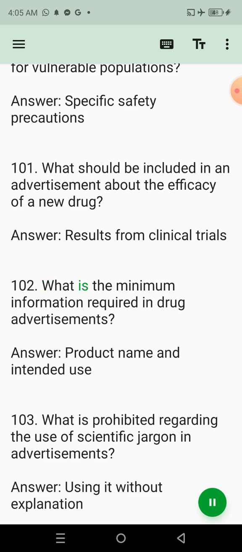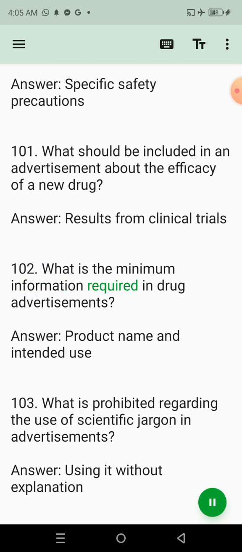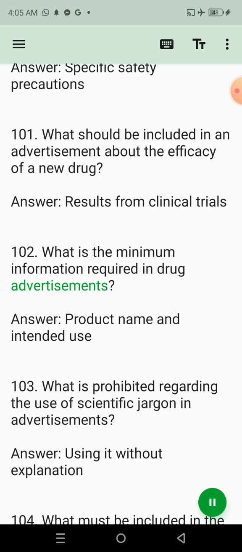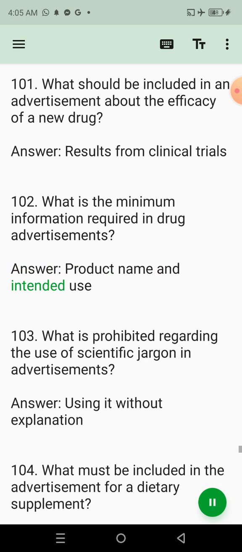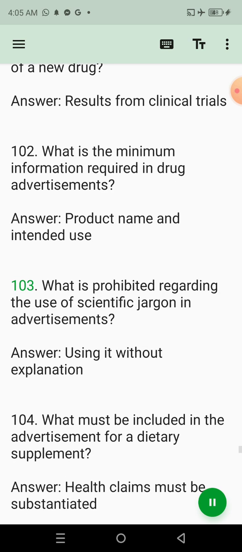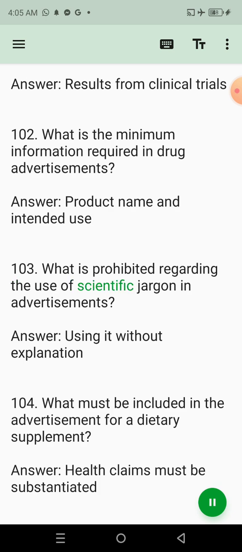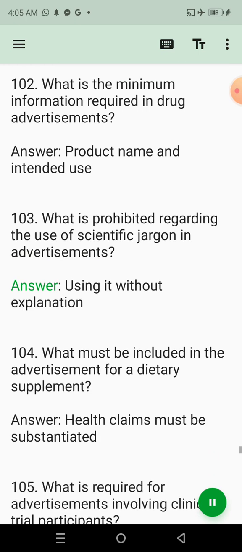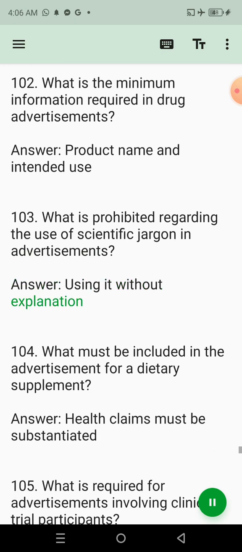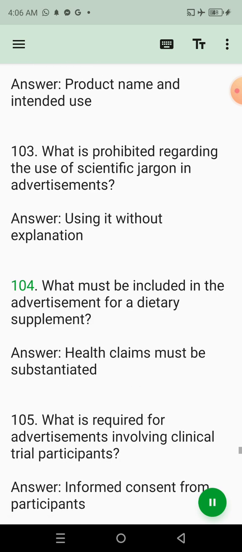102. What is the minimum information required in drug advertisements? Answer: product name and intended use. 103. What is prohibited regarding the use of scientific jargon in advertisements? Answer: using it without explanation.